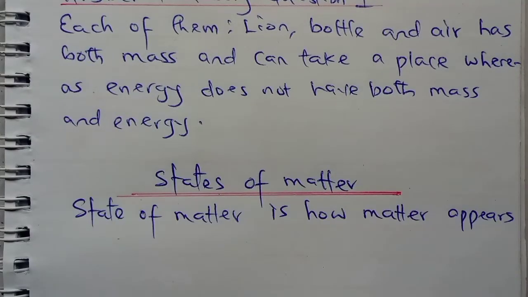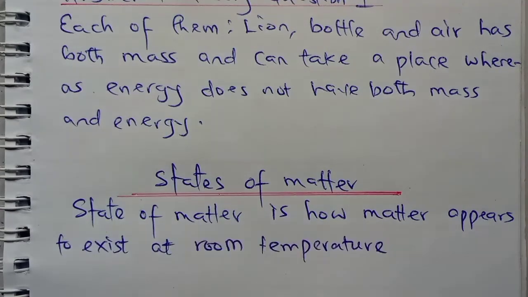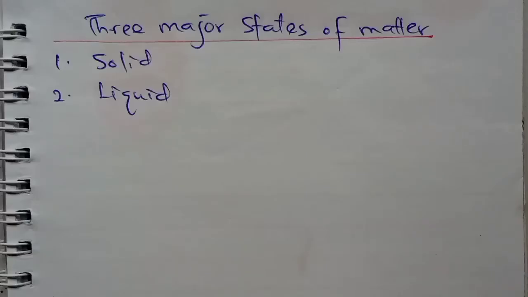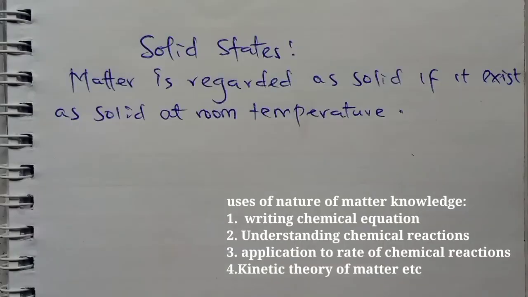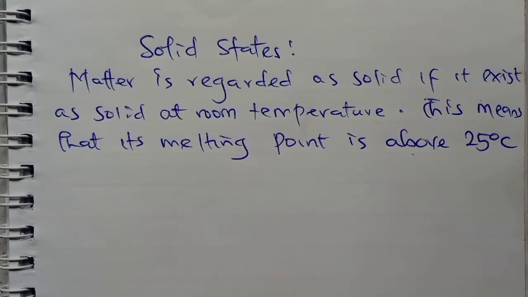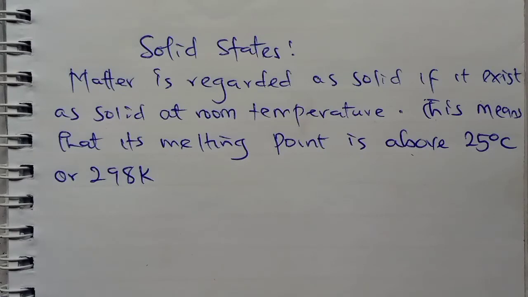State of matter is how matter appears to exist at room temperature. In chemistry, we have 5 states of matter, but the major ones are 3, which are solid, liquid, and gas. Matter is regarded as solid if it exists as solid at room temperature. This means that its melting point is above 25 degrees Celsius or 298 Kelvin.